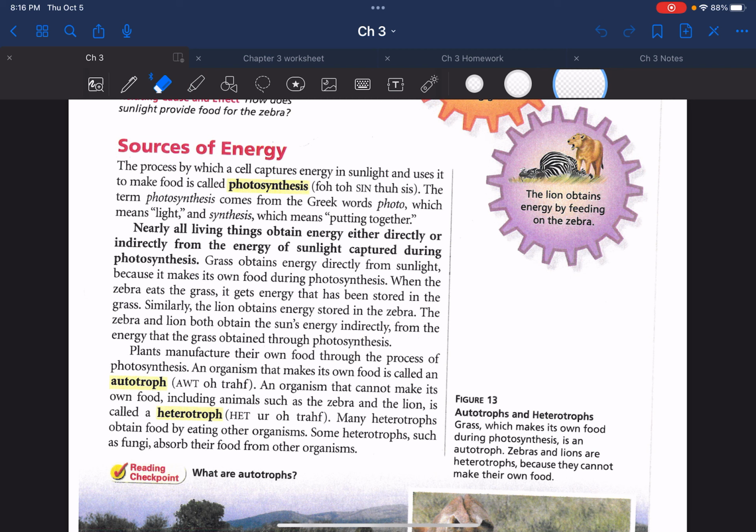The process by which a cell captures energy in sunlight and then uses it to make food is called photosynthesis. I'm going to go ahead and highlight that. That's pretty important. The term photosynthesis comes from the Greek word photo, which means light, and synthesis, which means putting together. Nearly all living things obtain energy either directly or indirectly from energy of the sunlight.